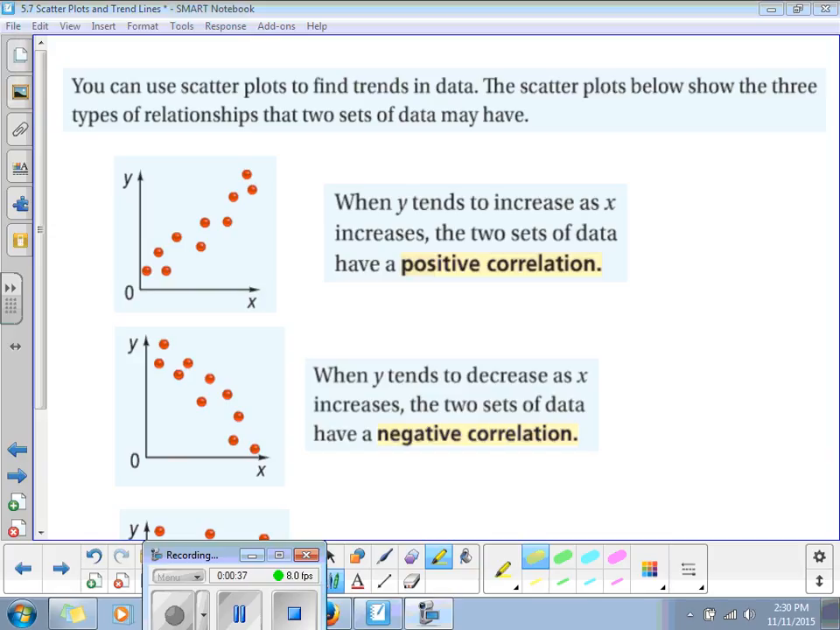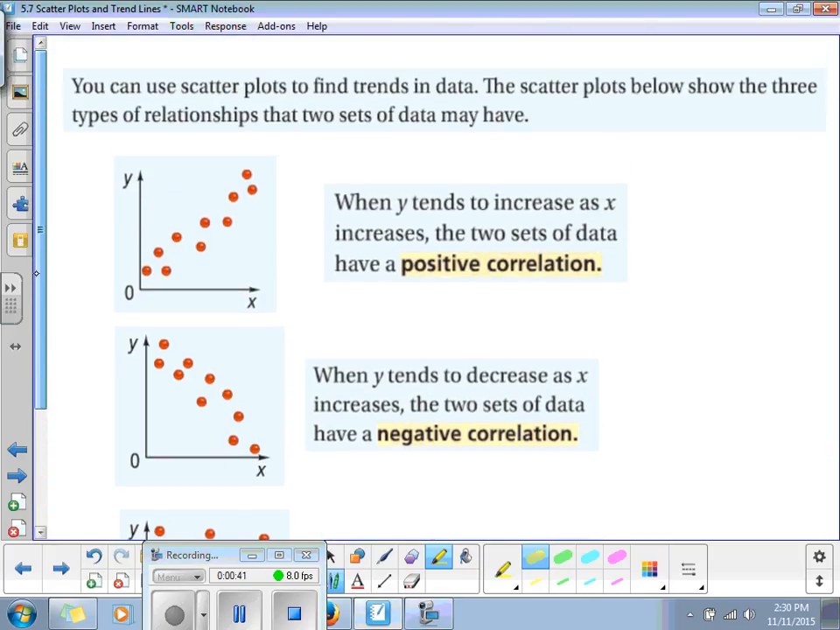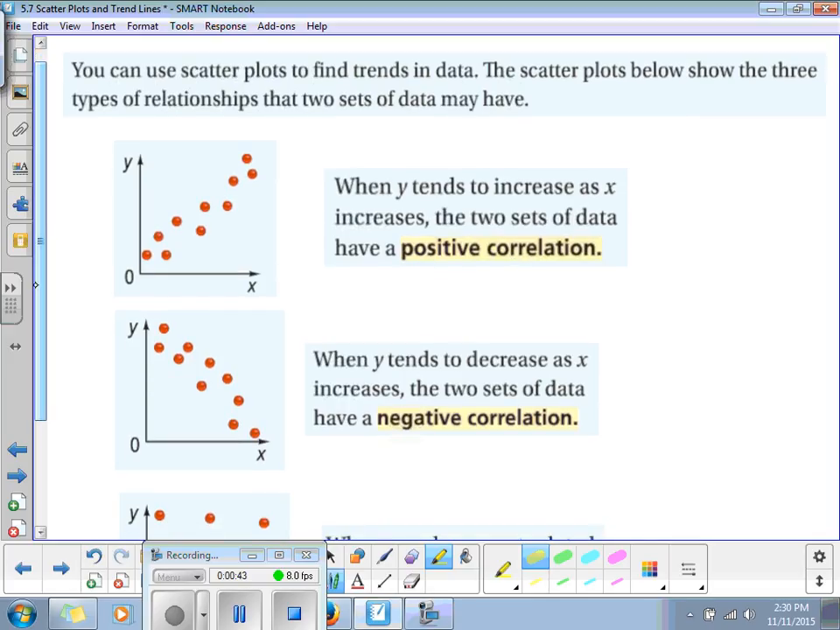I want you to sketch all three of these, and we'll talk about all three. The scatter plots show three types of relationships that two sets of data might have. In the first graph, y tends to increase as x increases. So as x increases, y increases. When that happens, you have a positive correlation.